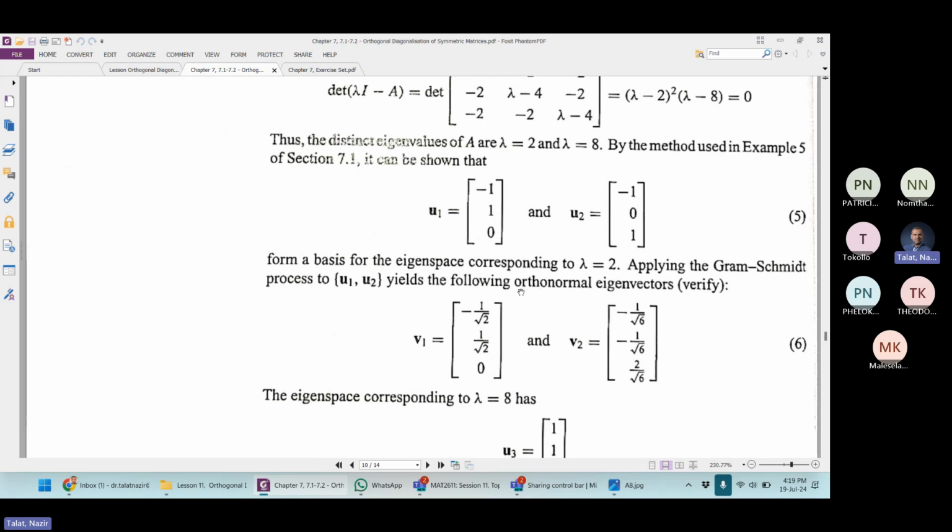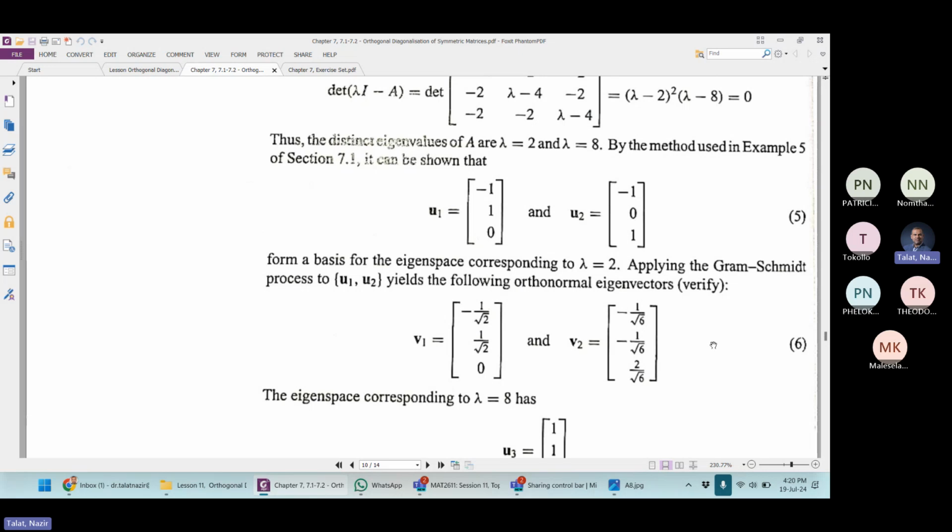Ortho means perpendicular, like their inner product will be 0 with the other vectors, and moreover, the norm of each vector must be equal to 1. So here, when you take its norm, the norm is equal to the square root of 2, so we need to multiply with that. By using the Gram-Schmidt process, we will get v1 and v2. Now notice that if we multiply v1 with v2, the answer is 0, meaning both are orthogonal, perpendicular to each other. Their inner product is 0. And moreover, the norm of v1 is equal to 1, and the norm of v2 is also equal to 1.